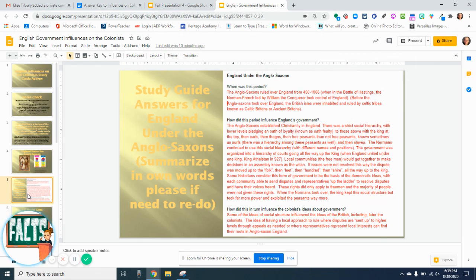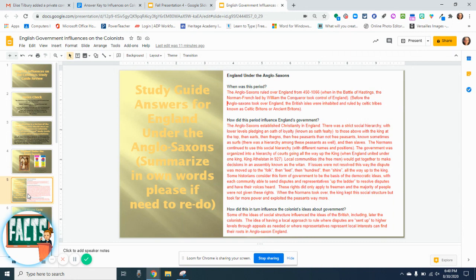The Anglo-Saxons ruled England from 450 to 1066. Before the Anglo-Saxons ruled, it was ruled by Celtic tribes known as Celtic Britons or Ancient Britons, and they were pagan, various tribes. England and Great Britain were definitely not a thing yet. They were just various tribes that ruled independently on the islands that are now Great Britain, and there wasn't one unified government.